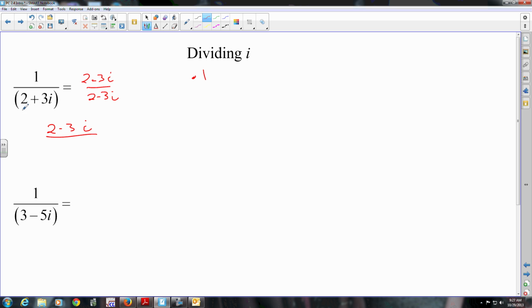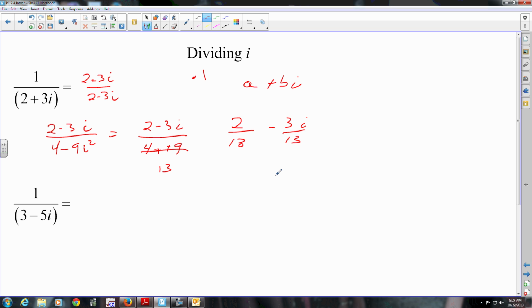The bottom is that difference of square pattern. Square the first thing, minus 9i squared. So you have 2 minus 3i over 4 minus a negative 9, so that goes plus, so you get 13 on the bottom. Because it's a complex number, it has to be written in a plus bi form, so that means you have to split this into 2 over 13 minus 3i over 13. You have to split it into two separate parts.